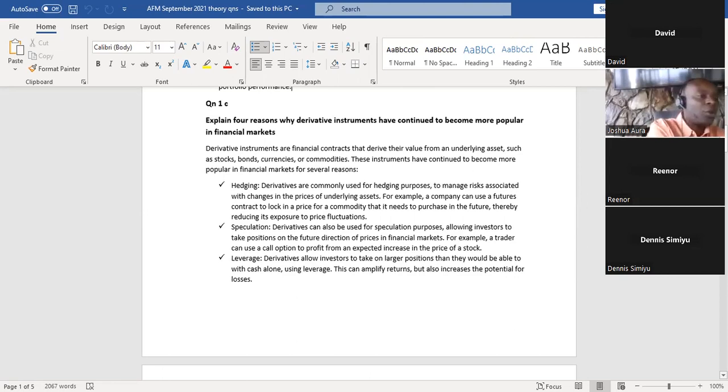If you read today's, if you can just pull down, you can stop sharing, David, a little bit, so that my students can see what I'm talking about.